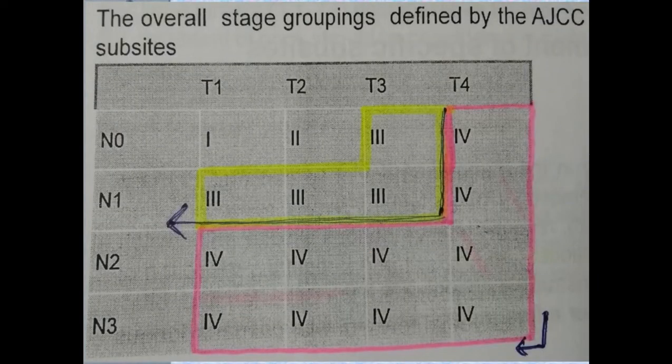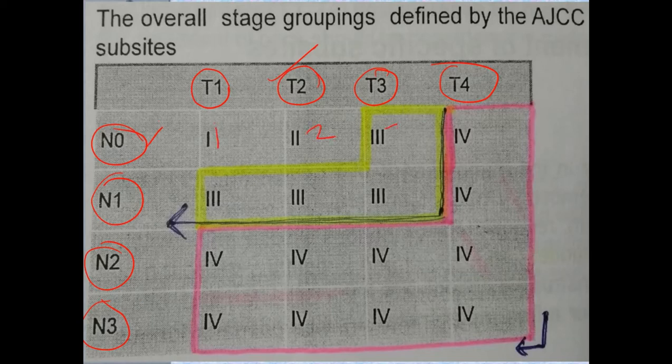So how do you do stage grouping of subsets? Just simple like that. T1, T2, T3, T4. You write like this: N0, N1, N2, N3. Because these are 4, these are 3 only, you have to write 0. So write 1, 2, 3, 4 here like this, 3, 3, 3 here, and the rest you write 4, 4, 4, 4, 4, 4, 4, 4, 4. You can just read like this.